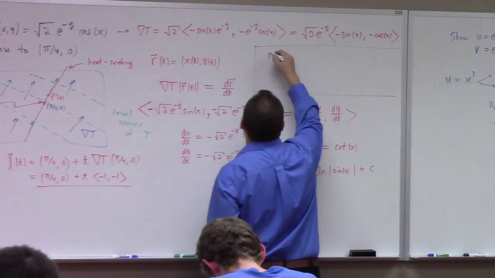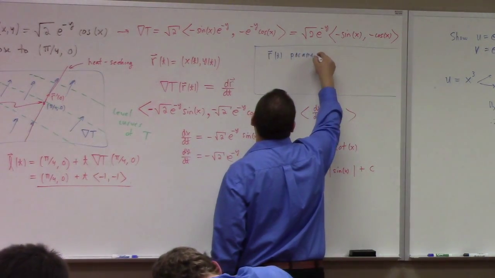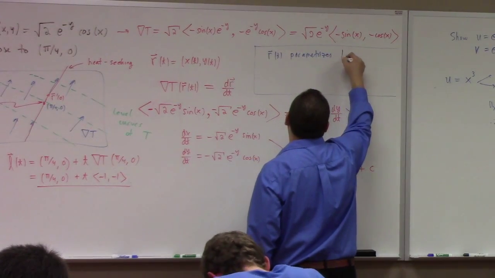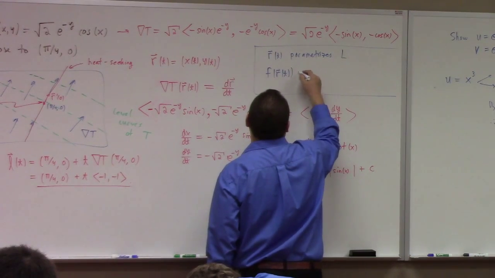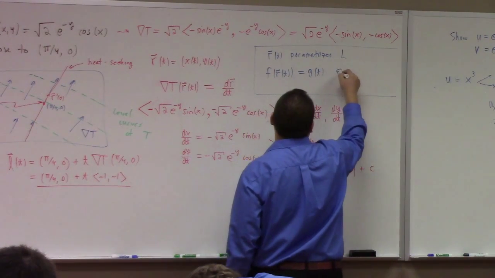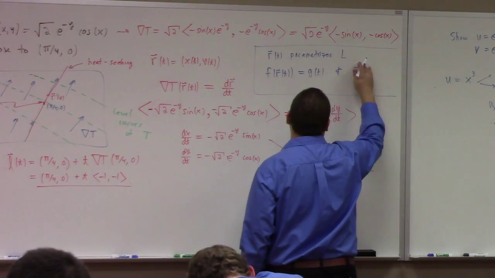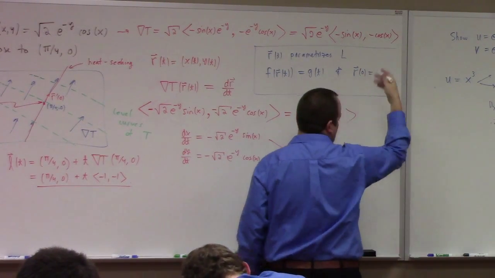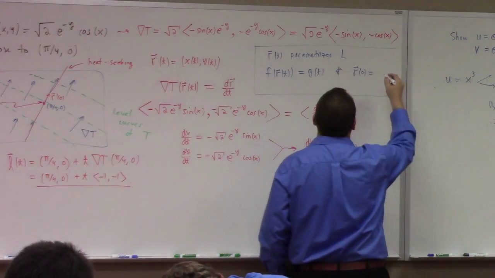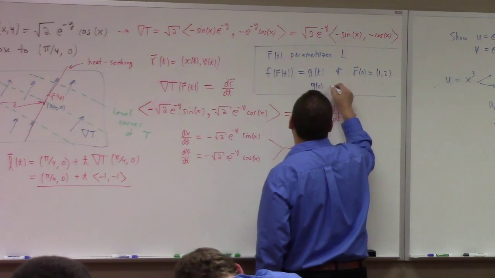If you had r of t, which parameterizes that L, right? Then you could look at f of r of t and then see what happens with that. If I call that g of t, and suppose r of 0 is the point in question. What was the point? (1, 2)? What can you say about g of 0?